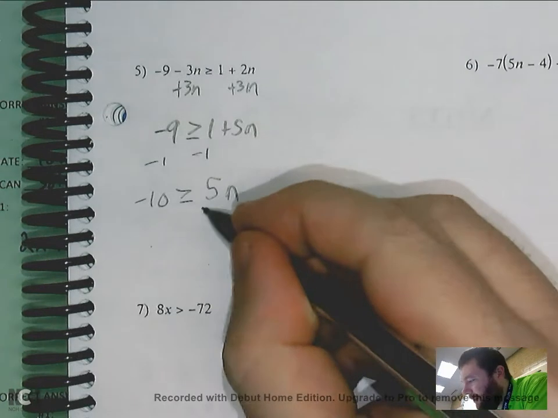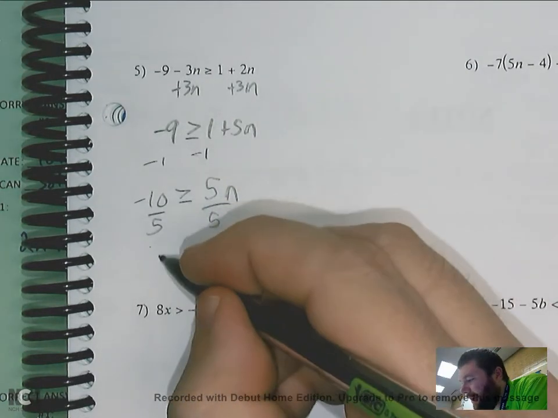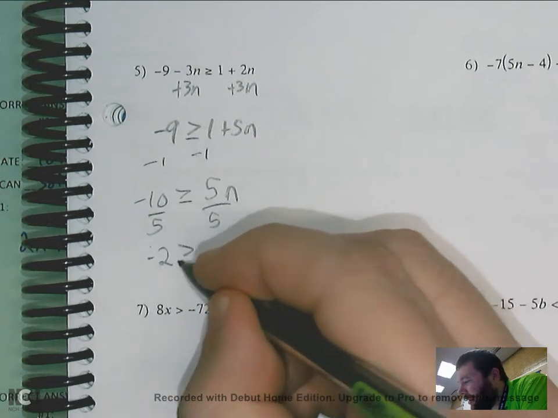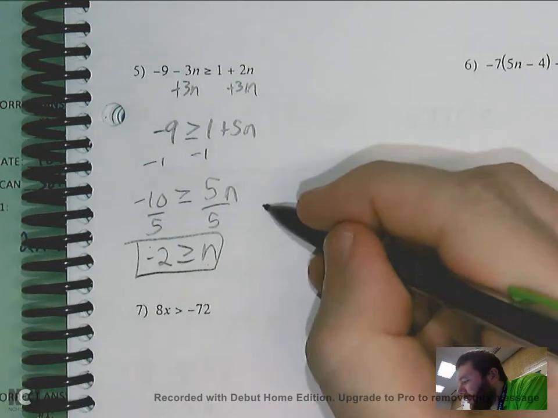And then I would divide by 5. And that does nothing to the inequality sign because it's a positive 5, so it's going to be negative 2 greater than or equal to n. And that would be one answer. Okay, so graph it.